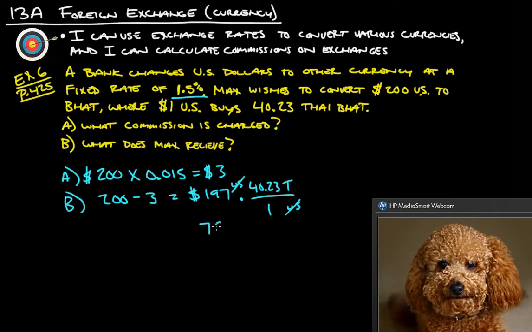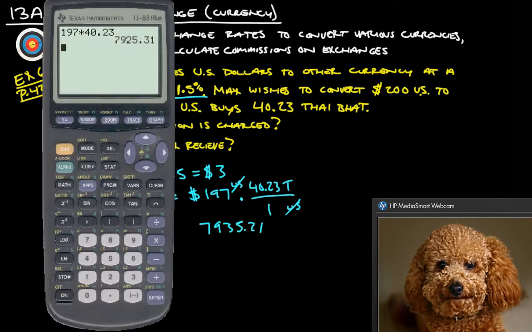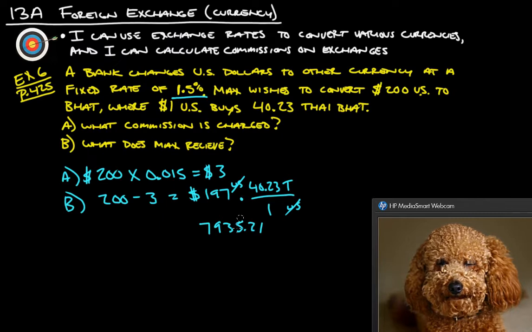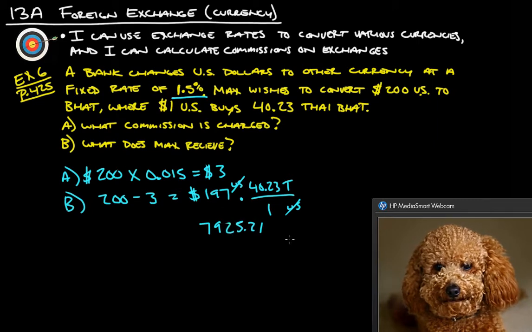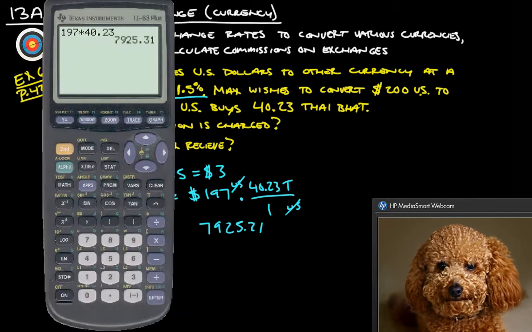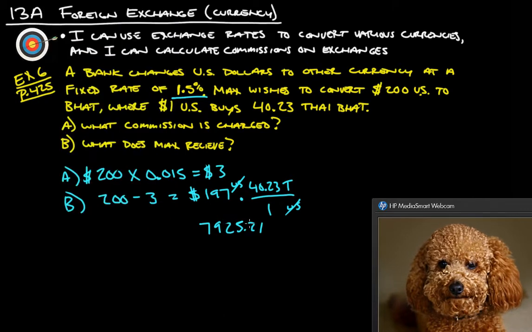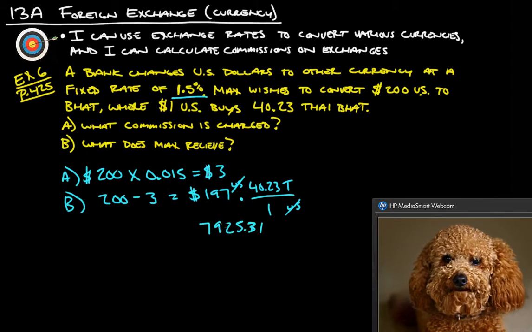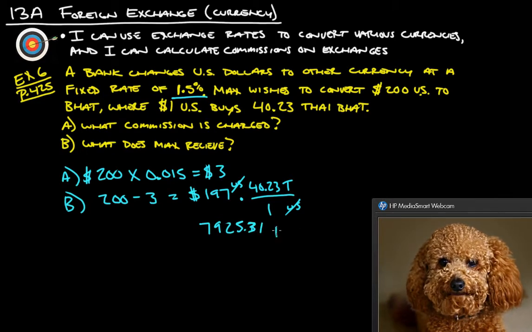7925.31. Is that right? 7925.30. Oops, 25, not 35. So let's fix that. And get the pen back. There we go. 7925. Uh-oh. 31. So I switched my 2s and my 3s. All right. Okay, so it's that bot.